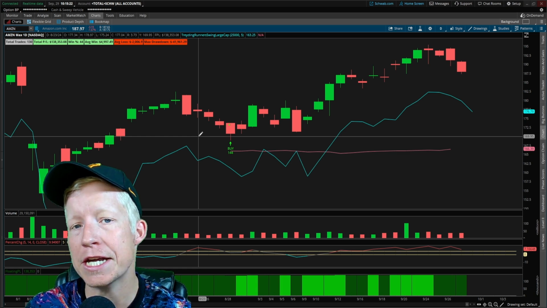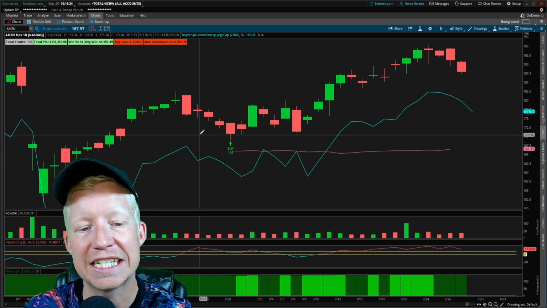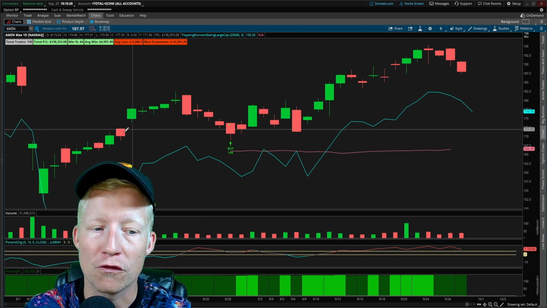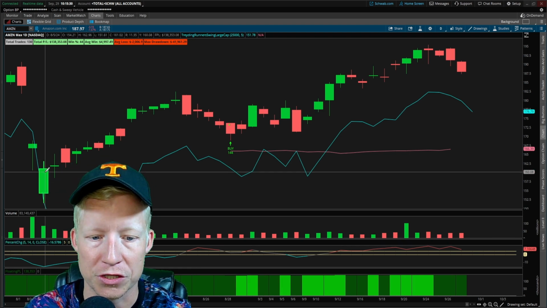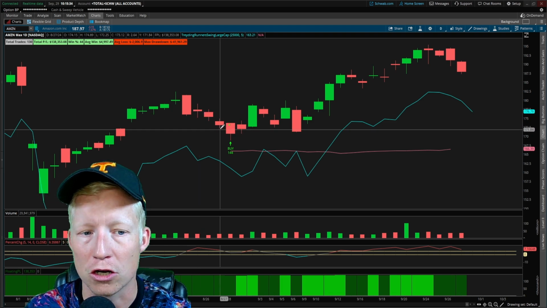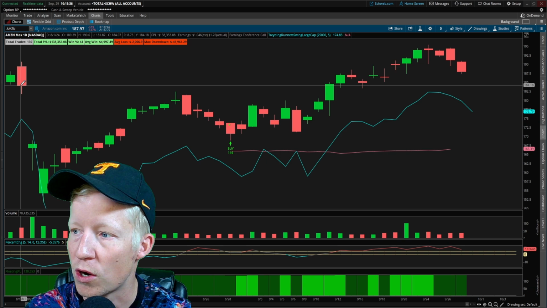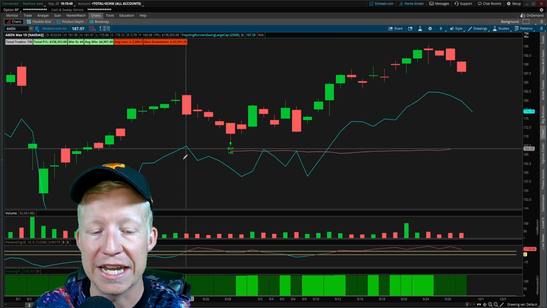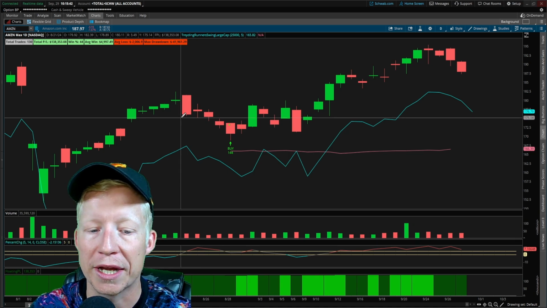Now, what the percent change is measuring is the difference in closing price of the current candle versus 14 candles ago. So even though this stock is dipping right here, you will see that because 14 candles ago you got this massive drop down, that is why the percent change is going up.